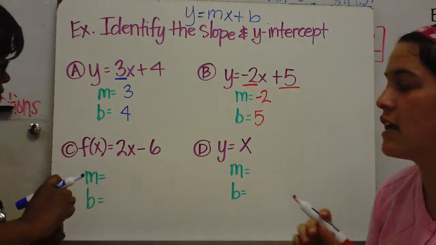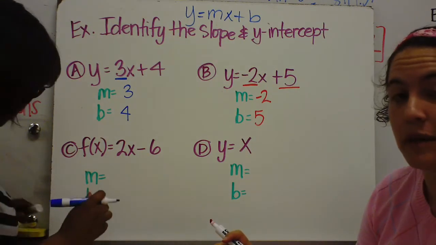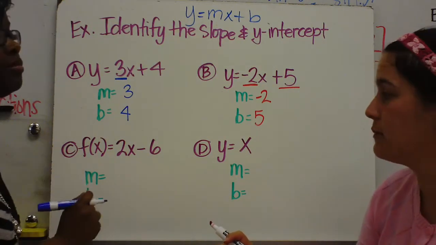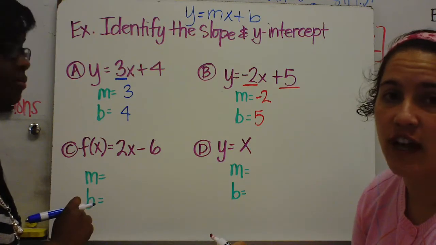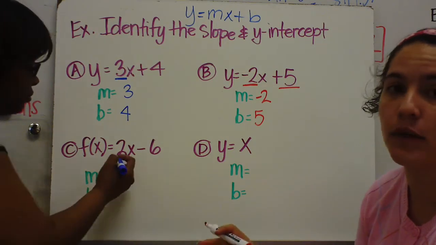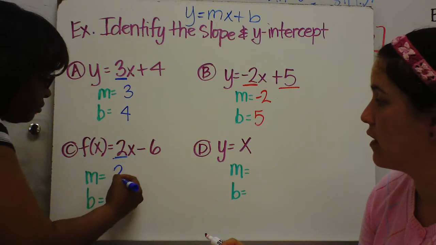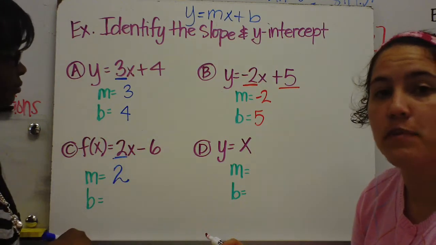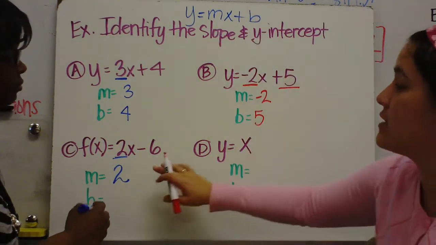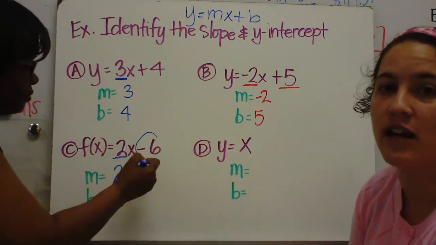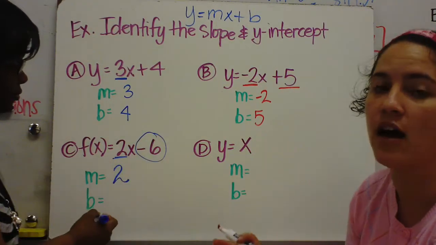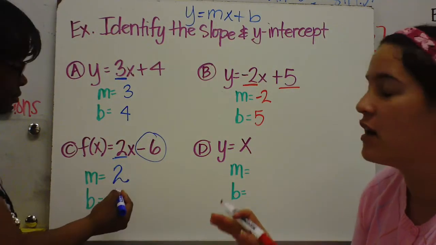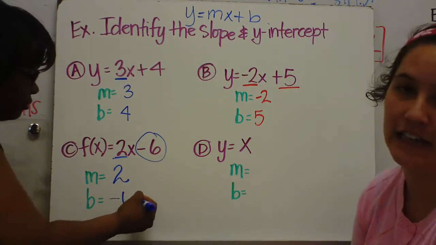Alright, so example C, it's in function notation, but remember f of x is the same thing as y. And the coefficient of x is 2, which means it has a slope of 2. This time, the b, this plus b, is actually a minus 6. And whenever you see that, we have talked about a minus and a negative are the same thing. So the b in this case is a negative 6.